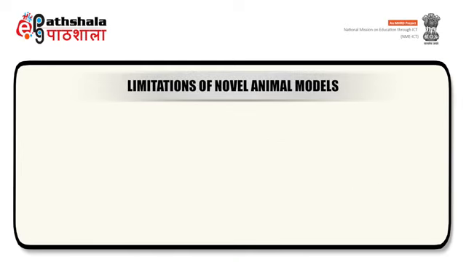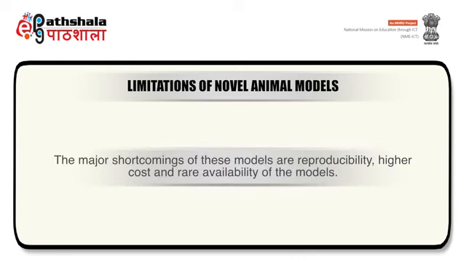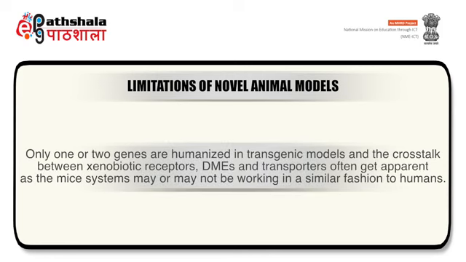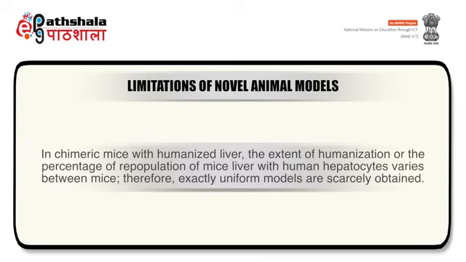The major shortcomings of these models are: first, reproducibility, higher cost and rare availability of the models. Secondly, only one or two genes are humanized in transgenic models, and the crosstalk between xenobiotic receptors, DMEs and transporters often becomes apparent, as the mice systems may or may not work in a similar fashion as humans. Third, in chimeric mice with humanized liver, the extent of humanization, or the percentage of repopulation of mouse liver with human hepatocytes, varies between mice. Therefore, exactly uniform models are scarcely obtained.